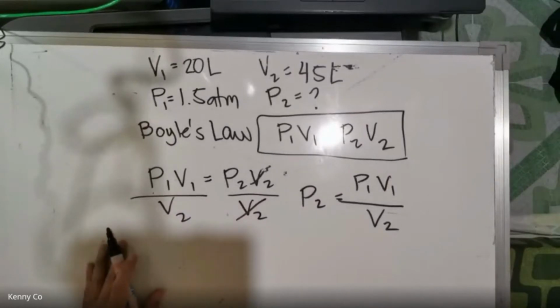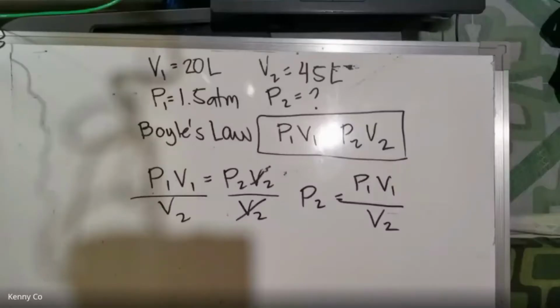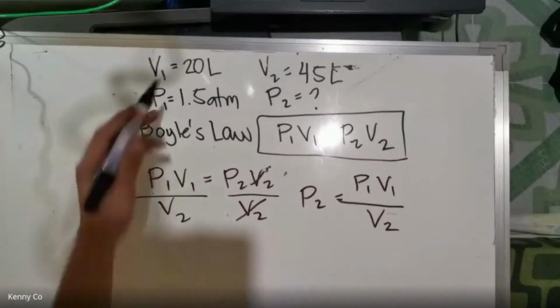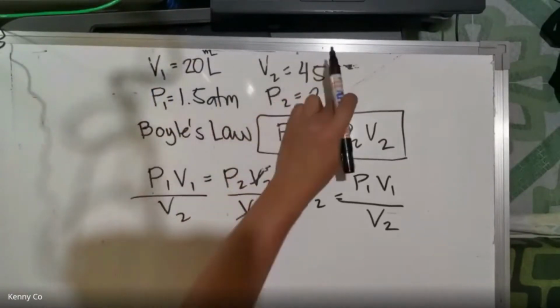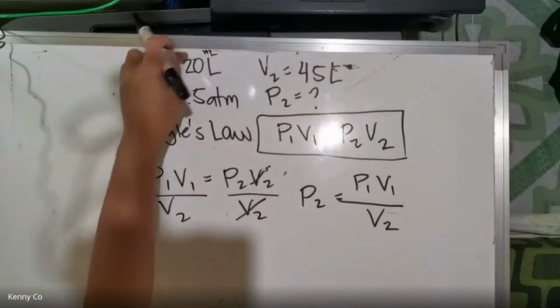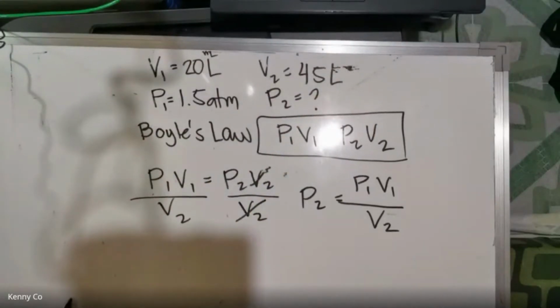Okay. Next, tignan natin yung mga given. Ang volume ba magkapareho lang ng unit? Yes, sir. Okay, kapag magkapareho ng unit, you can proceed. Pero kapag magkaiba ng unit, i-convert mo yung isa. For example, ito ay ml. So, pwedeng yung liter gawin mong ml or yung ml gawin mong liter. Pareho lang din ang lalabas na sagot.